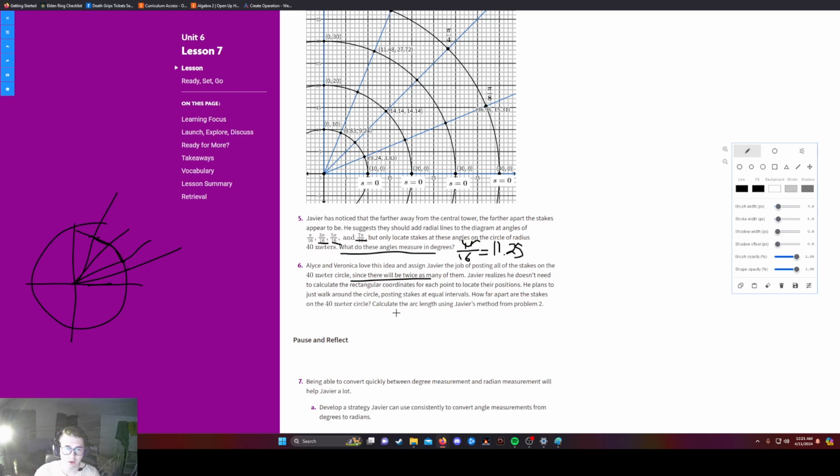So, okay, what's the question actually? One. Javier plans to just walk around the circle. How far apart are the stakes on the 40-meter circle? Calculate this using Javier's method for problem 2. So let me real quick double check what his method for problem 2 actually was.